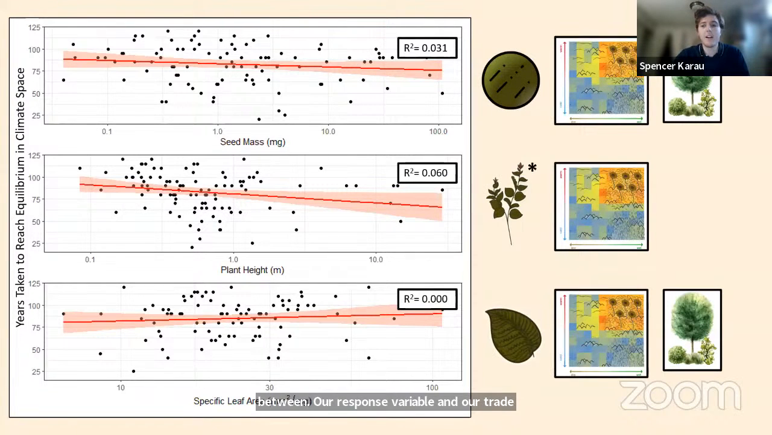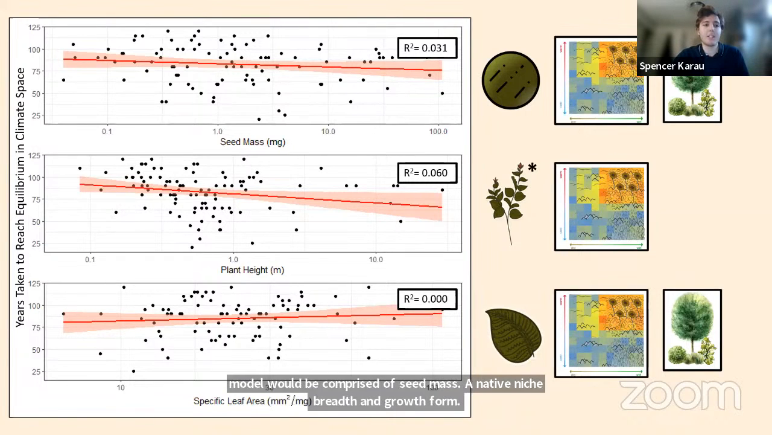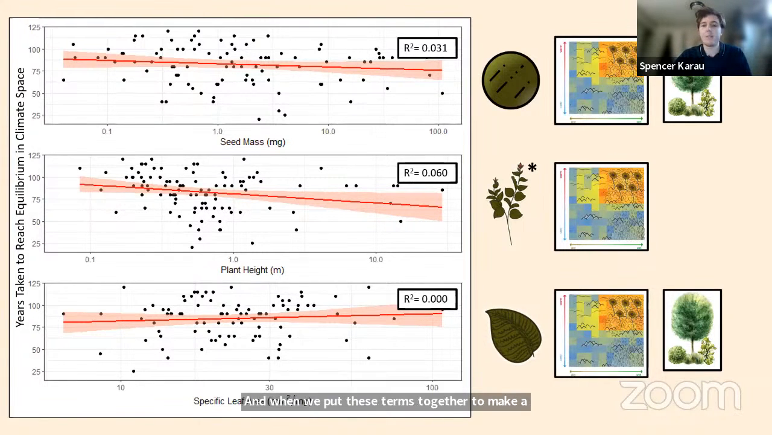What I'm showing you here are the individual terms that go into each of these models. So for example, our top model would be comprised of seed mass, native niche breadth, and growth form. And when we put these terms together to make a prediction about how long it took a species to reach equilibrium in climate space, so the time to equilibrium, we can see that the adjusted R-squared for that model is quite low. And it's quite low for all of our models dealing with time to equilibrium.